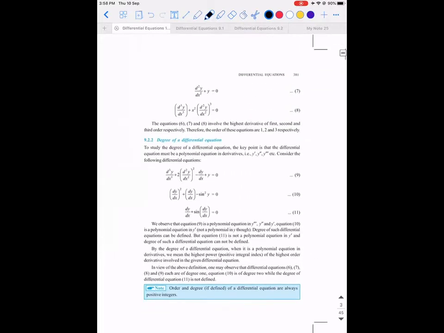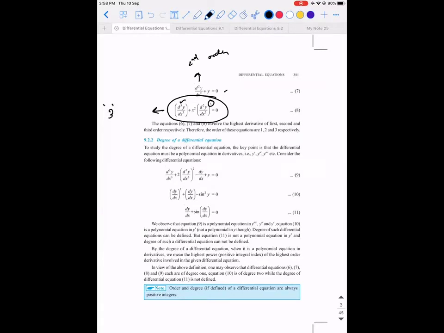Okay. So let's take an example. This one is what? This is of second order. What about this thing? Third order. So the answer is 3. Is it 3 because of this or this?